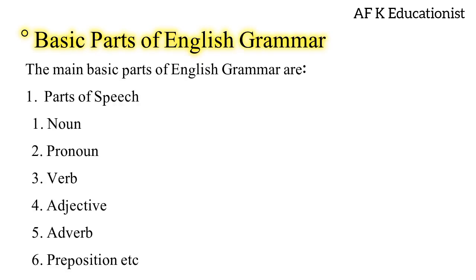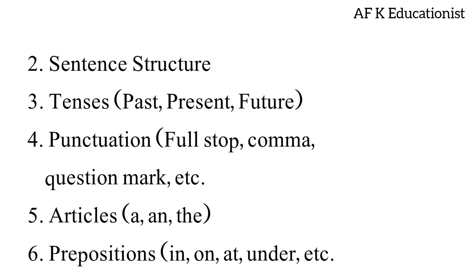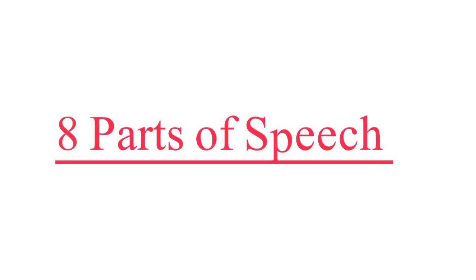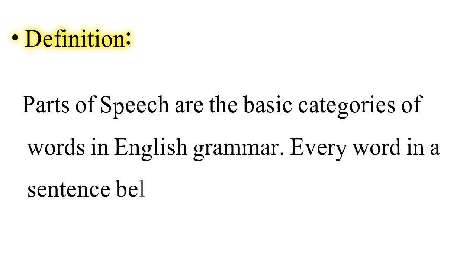Parts of English grammar. The main basic parts of English grammar are: 1. Parts of speech: noun, pronoun, verb, adjective, adverb, etc. 2. Sentence structure: how sentences are formed. 3. Tenses: past, present, future. 4. Punctuation: full stop, comma, question mark, etc. 5. Articles: a and the. 6. Prepositions: in, on, at, under, etc. These are the foundation of English grammar, and we will learn them step by step in this course.